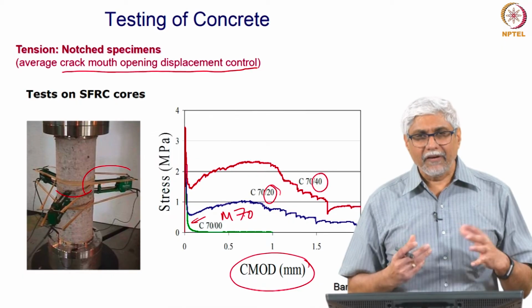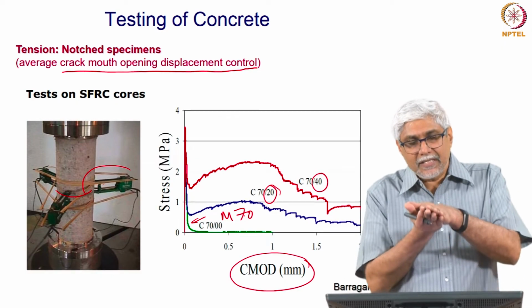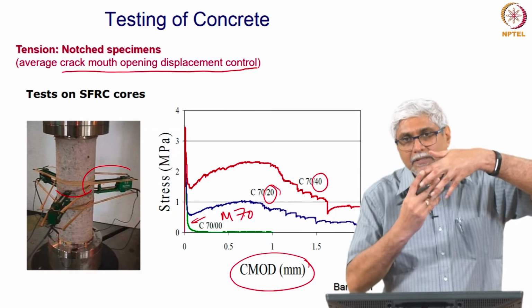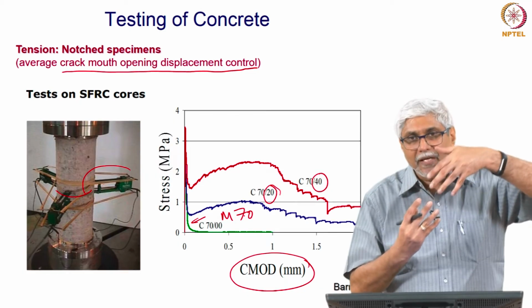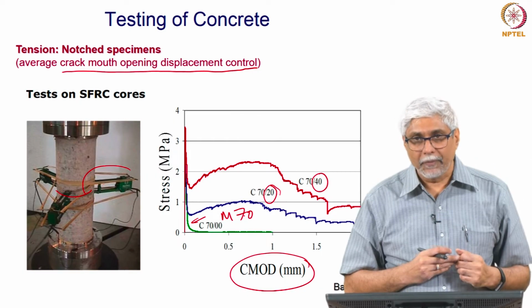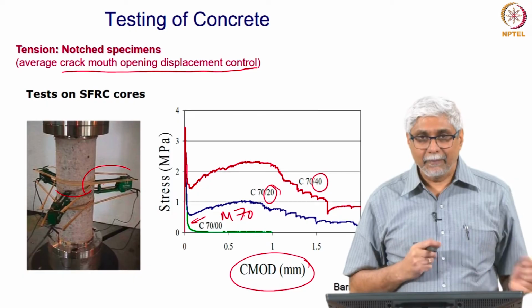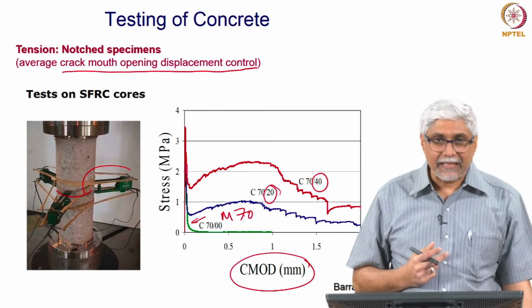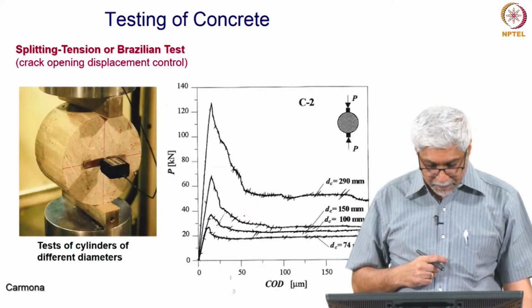Okay. So, even a very brittle concrete which has some fibers, when the crack opens, the cracks are bridged by the fibers and the crack does not open suddenly, and that is what you can see by doing this test. It is a very difficult test again, but it is possible.